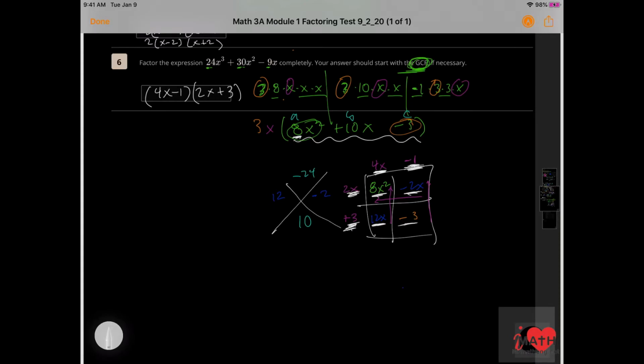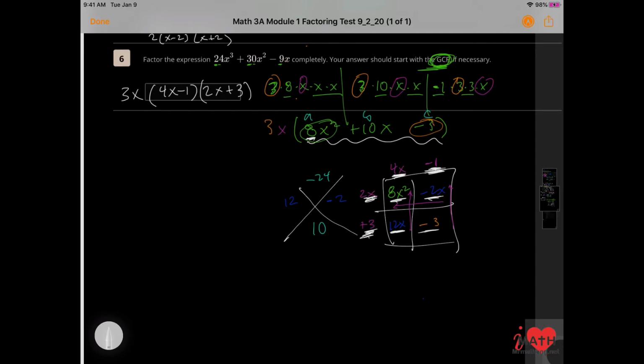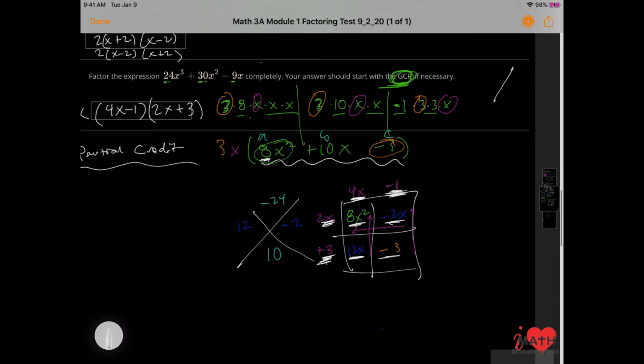Factoring, please. Don't forget the GCF. So all of that in white would have been the answer. Again, you could have changed the binomials. How did I give partial credit? Okay, this is question number 6. Again, this was out of 1 point.